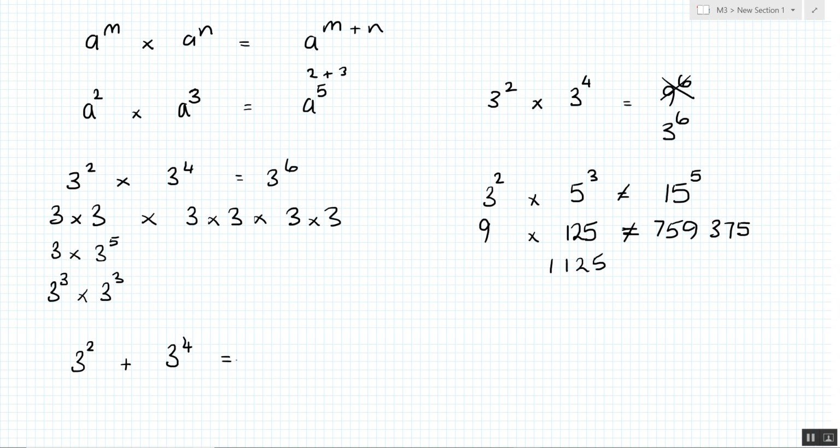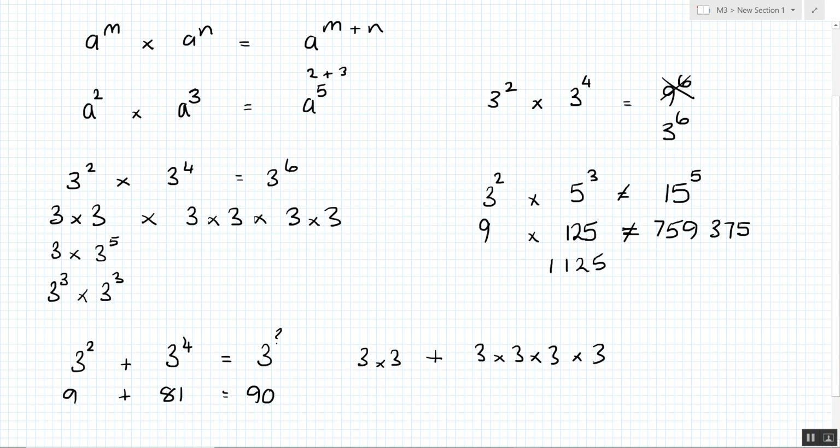So you would say it's 9 plus 81, which is 90. But can I write it as 3 to the power of something? No. Do you see why? Well, if I wrote it out the same way I wrote these ones out, it would be 3 times 3 plus 3 times 3 times 3.